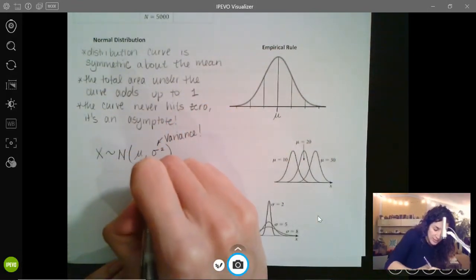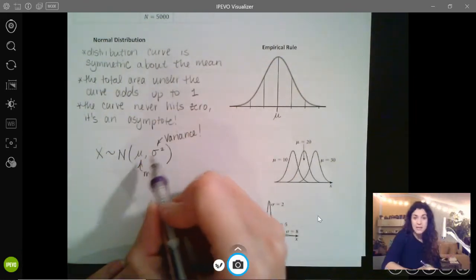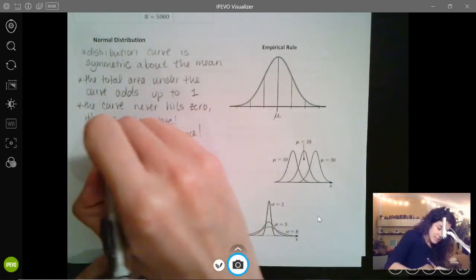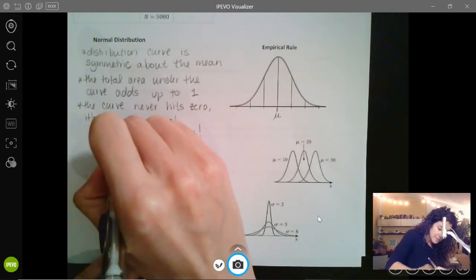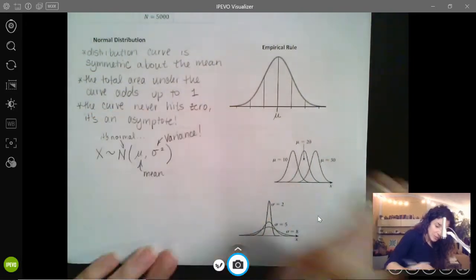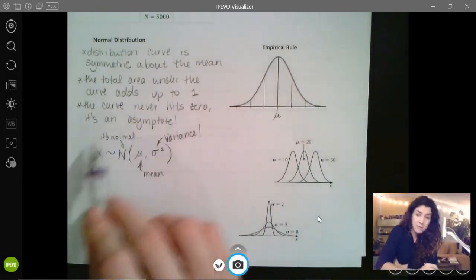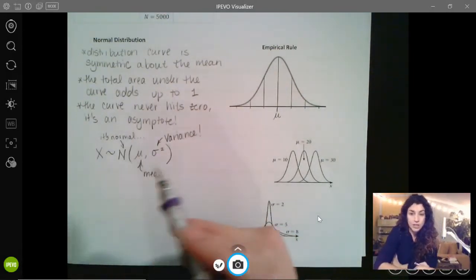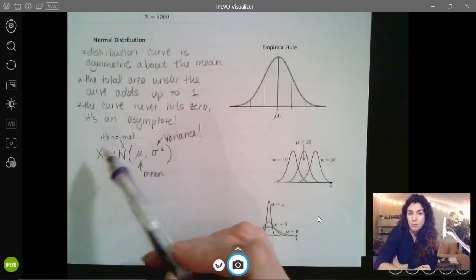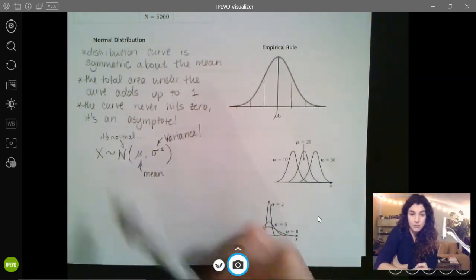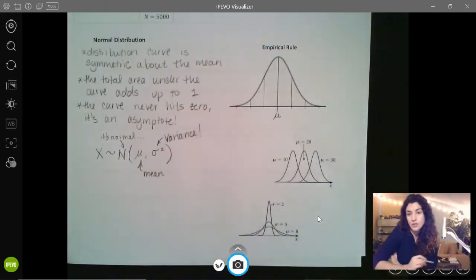So the pieces of information that you're given are the mean and the variance, and then this N is telling you, hey, it's normal. Those are all of the things given to you in this type of symbol representation. It looks really weird, but it's just saying, hey, we're dealing with probability about a normal distribution. Here's your mean, here's your standard deviation squared.